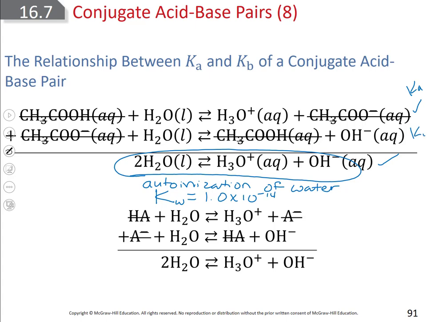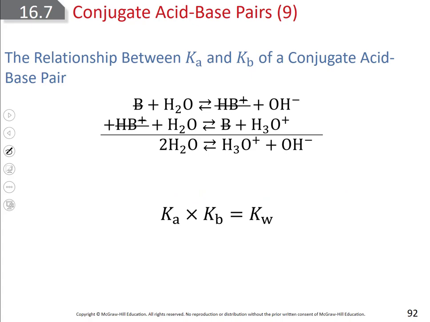So if we know the K value for your final equation, and you know the K value of your acid, can you find Kb? Yes. Ka times Kb must be equal to Kw, because when you add two equations together, you multiply their equilibrium constants from chapter 15. Kw at room temperature is 1.0 times 10 to the negative 14. Ka and Kb, we can look up in the tables and solve for whichever one is unknown.